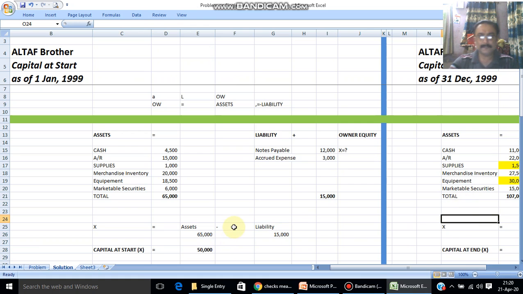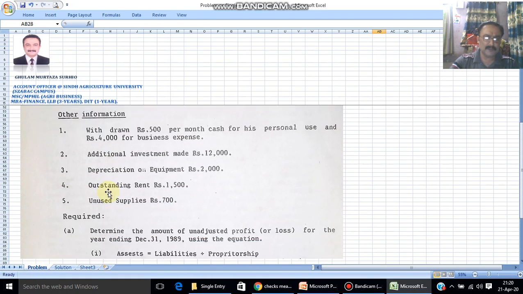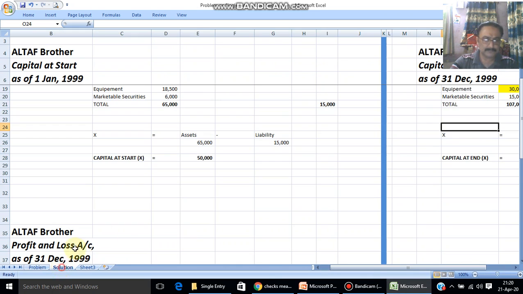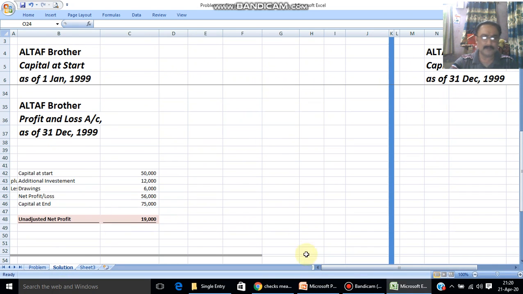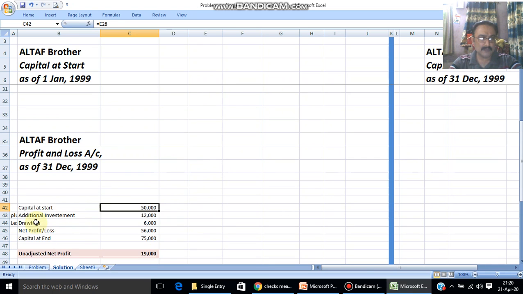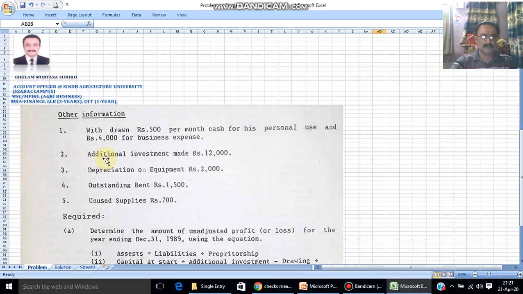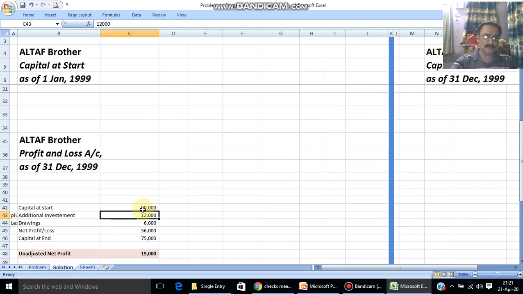Okay guys, now in the problem they are asking for the unadjusted profit and loss in part A. The requirement is: determine the amount of unadjusted profit or loss. I have calculated the unadjusted profit over here. Capital at start was 50,000 rupees, taken from here, and then additional investment of 12,000 rupees. It means when we started business there was capital of 50,000 rupees, and in the middle of the period some other investment of 12,000 rupees was made, as mentioned in point number 2. So both investments will be added.